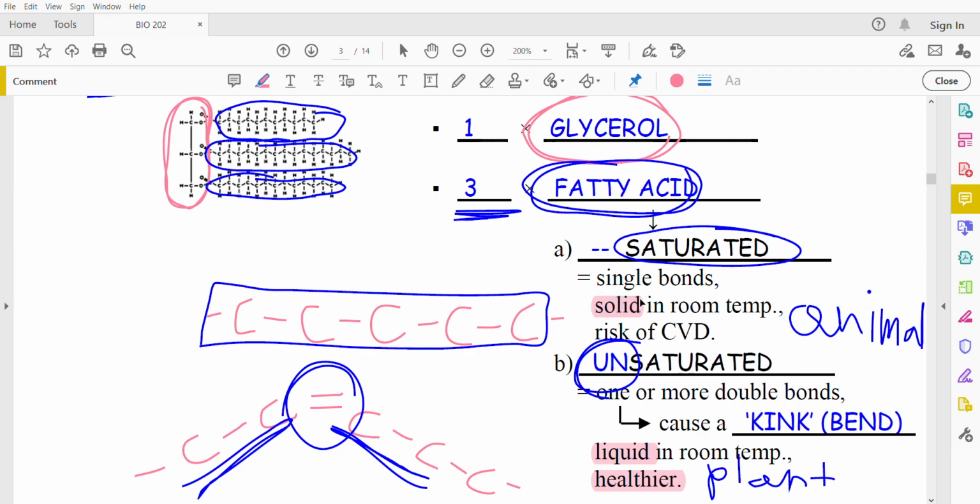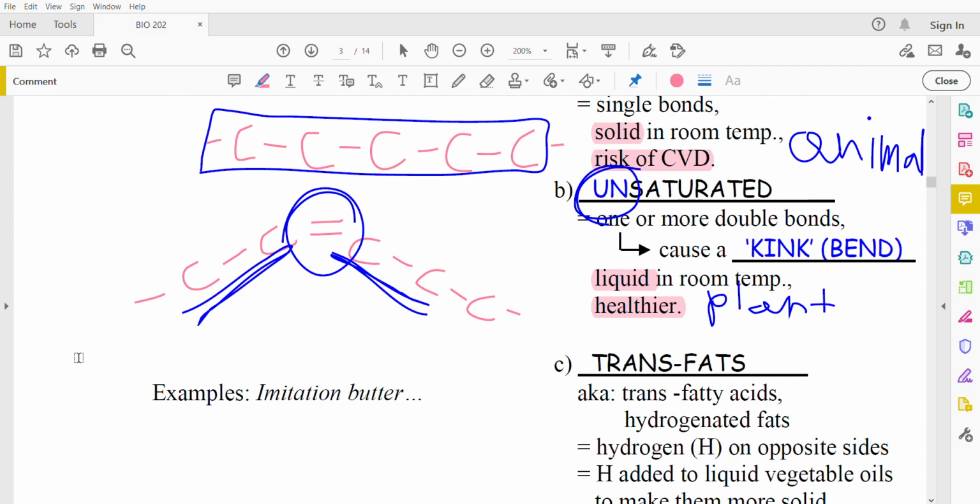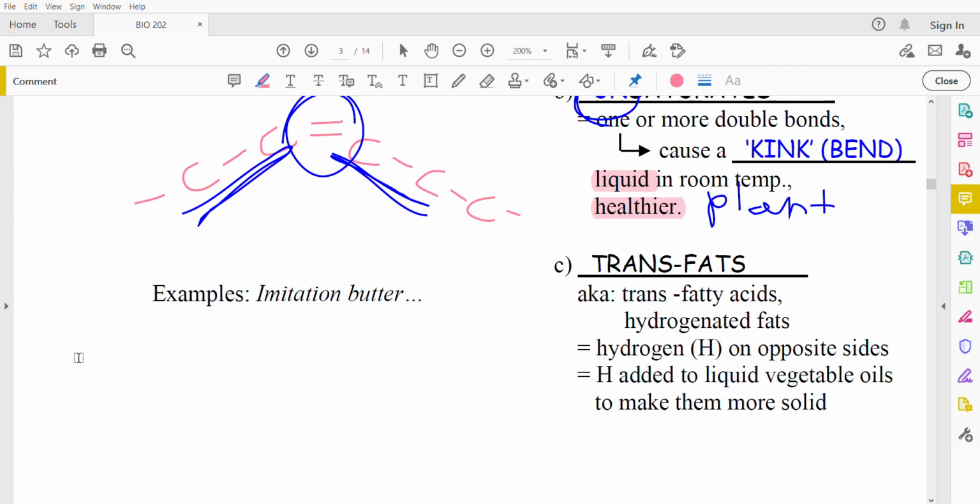And these are considered as not as good for your health. For example, increased cardiovascular disease risk with the saturated ones. So that's something to bear in mind. And then we discussed also in our lecture video a little bit about trans fats.